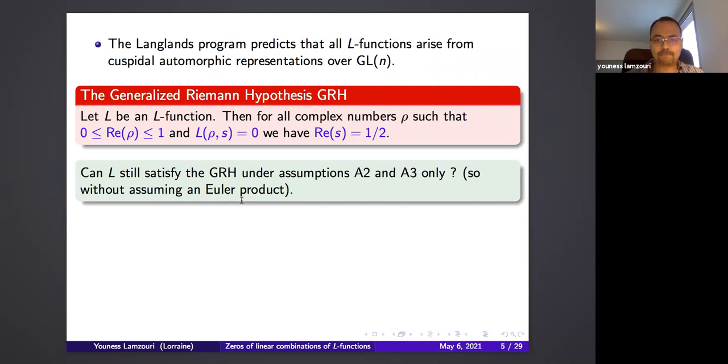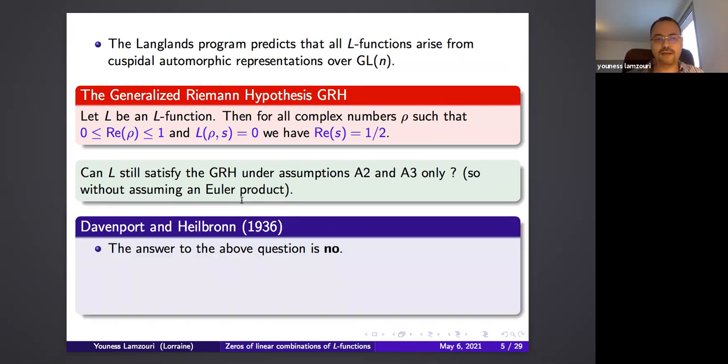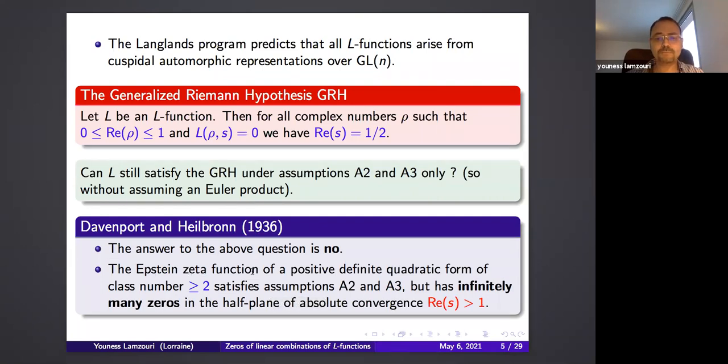And the answer to this question is no. This was proved by Davenport and Heilbronn in 1936. They investigated a special kind of interesting zeta function which satisfies these two assumptions but does not have an Euler product, and it violates the Riemann hypothesis. These are Epstein zeta functions attached to positive definite quadratic forms of class number greater than or equal to 2. They proved that in this case, the zeta function satisfies these two assumptions, so it has an analytic continuation to the complex plane and a functional equation, and satisfies the Ramanujan hypothesis. But not only does it violate the Riemann hypothesis, it also has infinitely many zeros in the half plane of absolute convergence. So it has many zeros where it shouldn't, not only in the critical strip, but in the half plane of absolute convergence.